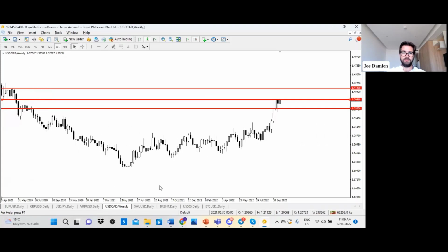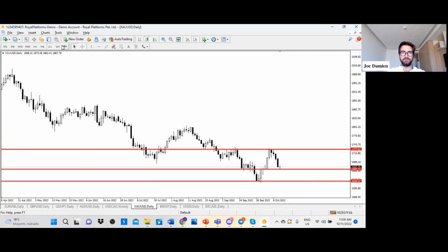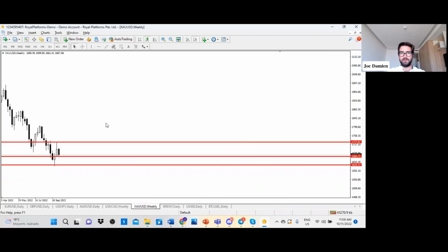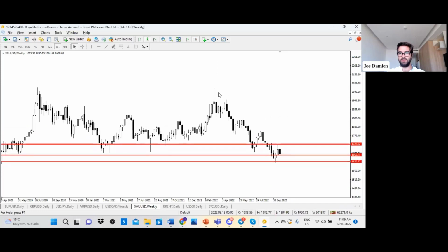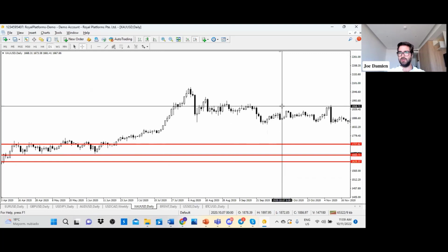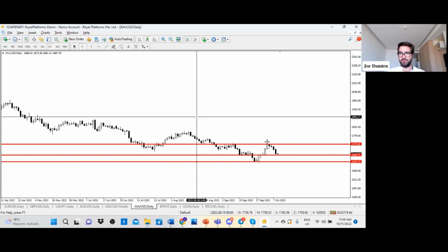The gold also was in a clear downward movement on the weekly time frame. Lower highs, lower lows, lower highs, lower lows. We have a deep correction here. This is a correction, impulse, correction. Now we are expecting a new impulse, a bearish one for sure.